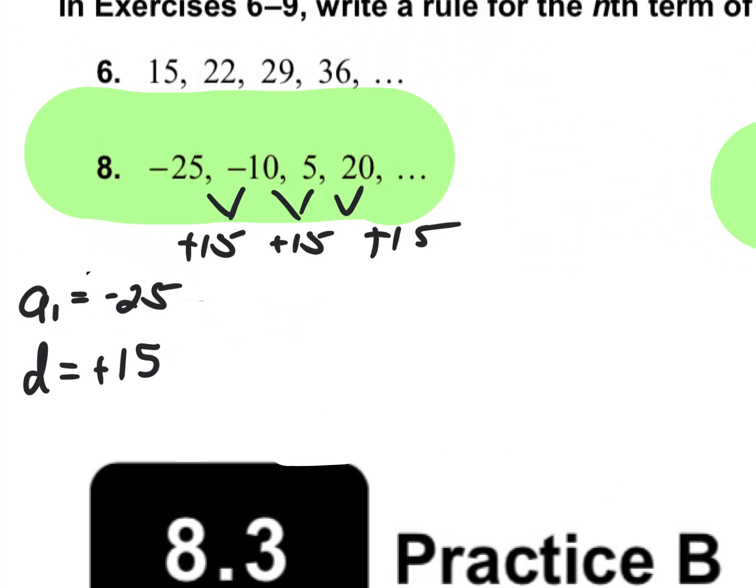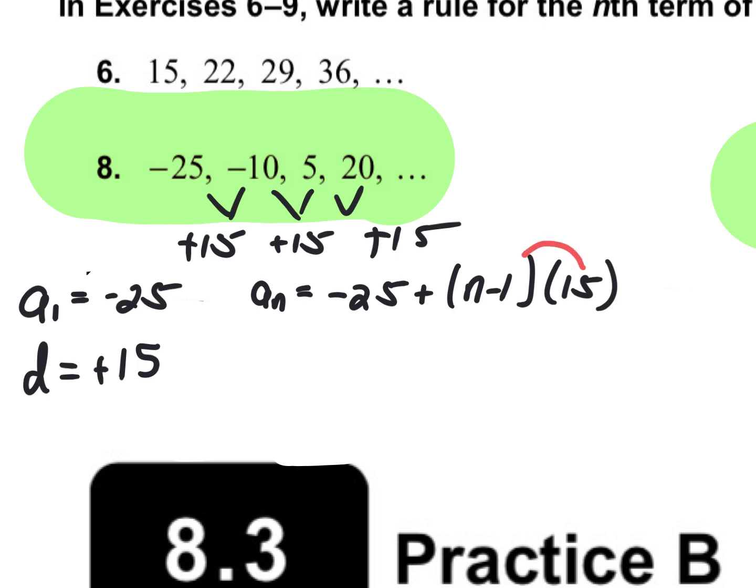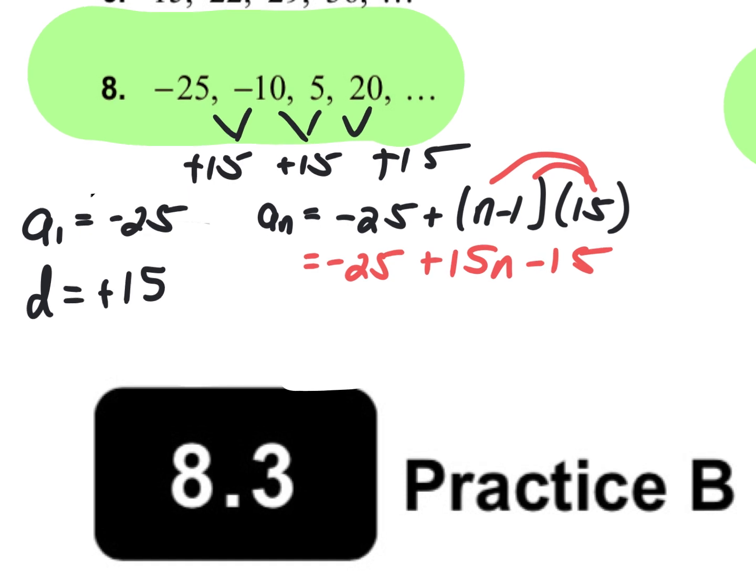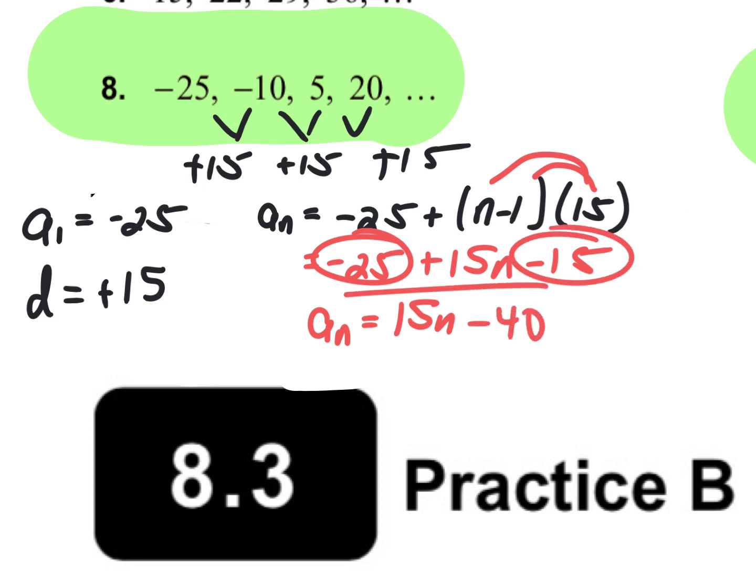So when I look at this formula, a sub n, that's my rule, is my first term, negative 25, plus n minus 1 times your common difference of 15. And then what do I do with that? I'm going to distribute the 15 here. So I have negative 25 plus 15n minus 15. You guys with me? And then can I combine like terms? a sub n equals 15n, and then when I add negative 25 and negative 15, I get negative 40. And there's your rule.